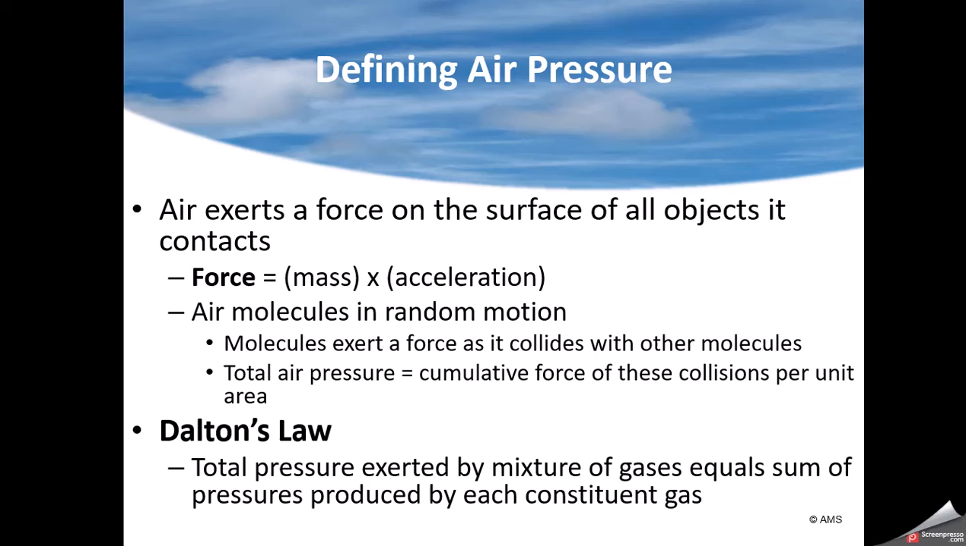And they also give themselves a force when they hit other molecules. So the total air pressure is the cumulative force of all these collisions. Dalton's law basically just says each gas has its own pressure, but the total pressure of the atmosphere, or the total pressure of any amount of air, is a combination of each gas's pressure. For example, in the atmosphere we have nitrogen, oxygen, carbon dioxide, and water. Each one of those has a pressure associated with it. When you add all those up, that is the air pressure we're talking about.